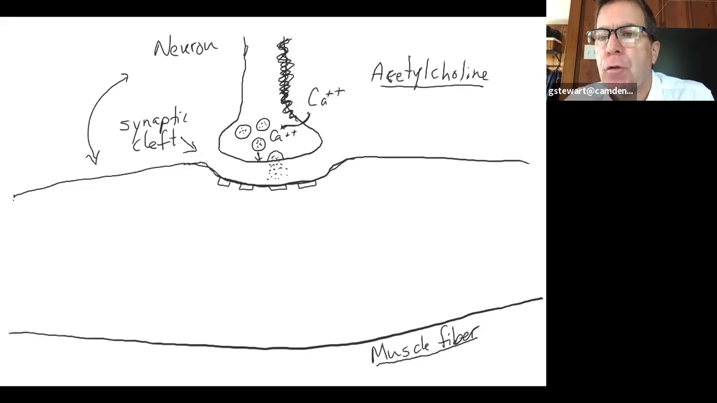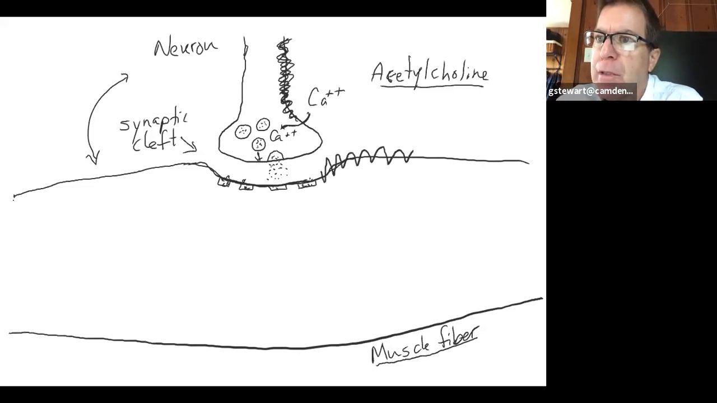I'll go through this whole story again when we get to the end. So acetylcholine diffuses across, it binds to these receptors that I've drawn, these rectangles. When the chemical acetylcholine binds to these receptors on the motor end plate, it initiates an electrical impulse or action potential along the sarcolemma of the muscle fiber.